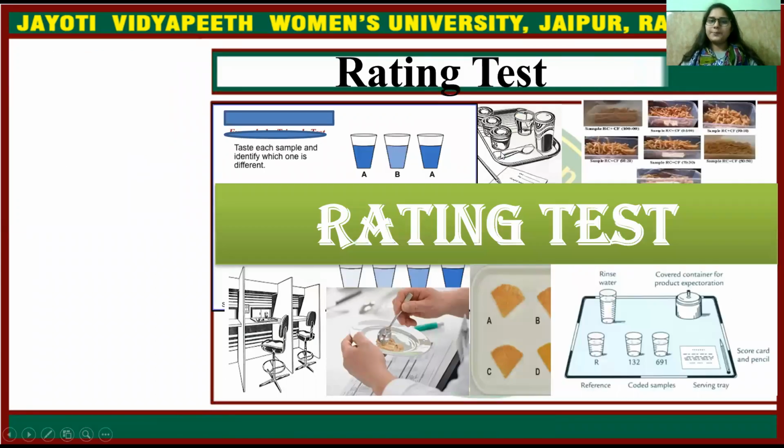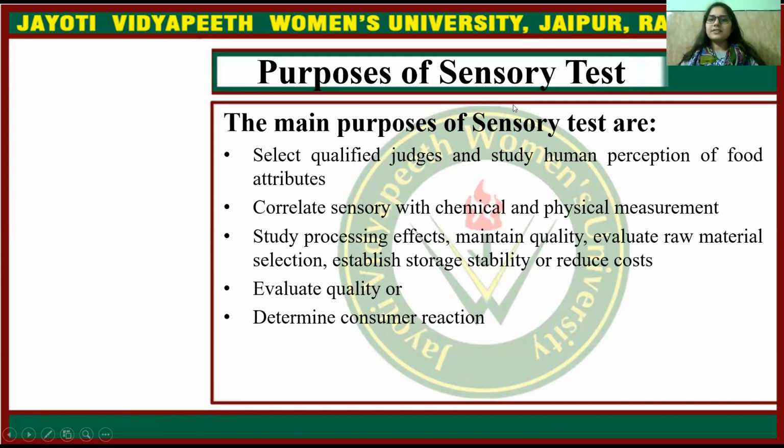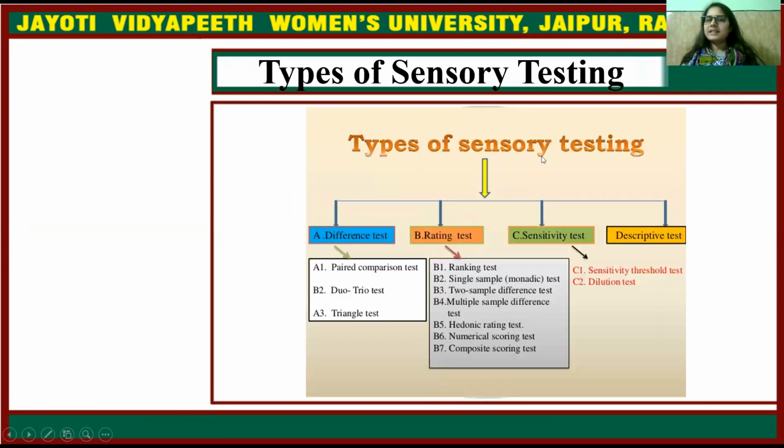Rating test. The main purpose of sensory tests is to select qualified judges and study human perception of food attributes, correlate the sensory with chemical and physical measurements, study the processing effects, maintain quality, evaluate raw material selection, establish storage stability or reduce cost, and evaluate quality or determine the consumer reaction. So these are the types of sensory test. Number one is the difference test, which includes the paired comparison test, duo trio test, and triangle test. We will cover it in this session as well.